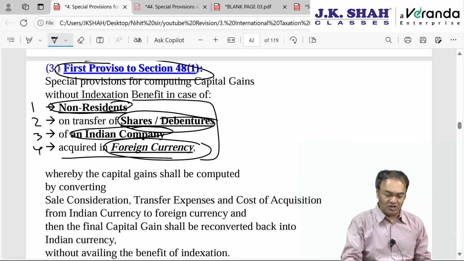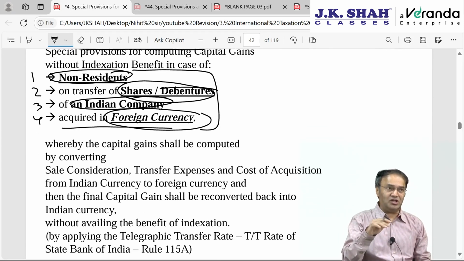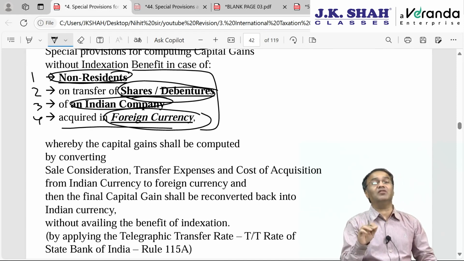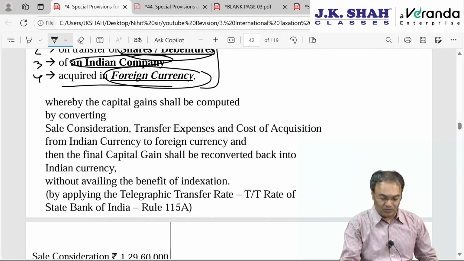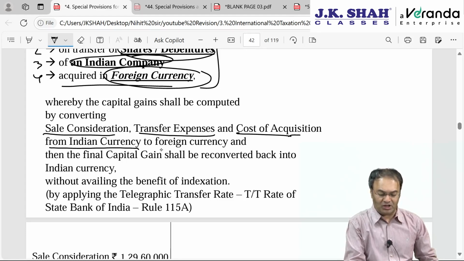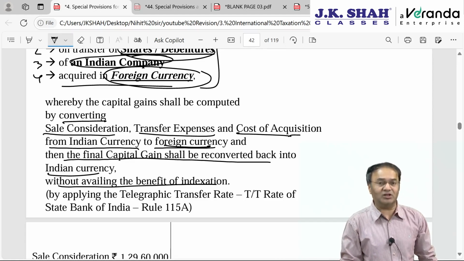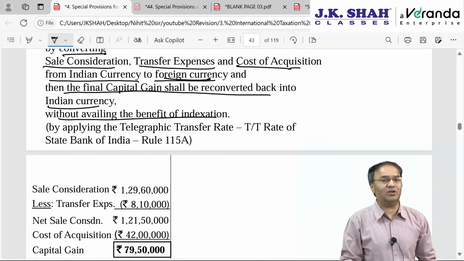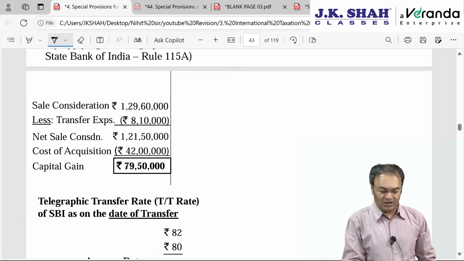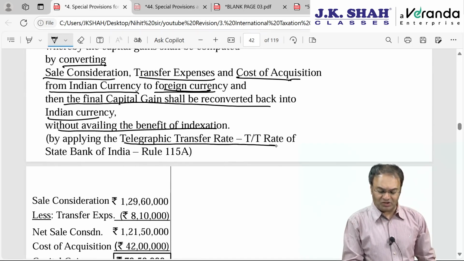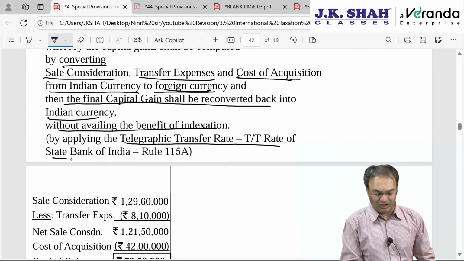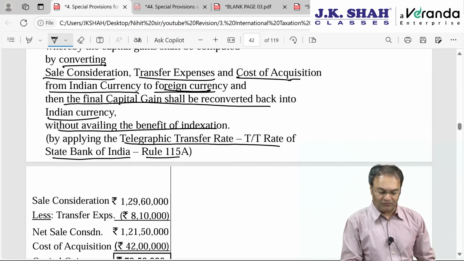First proviso is this. We have discussed it in the NRI taxation chapter also briefly, and in the capital gain chapter also. So here sale consideration, transfer expense, cost of acquisition, three items from Indian currency converted into foreign currency, final capital gain reconverted back into Indian currency without availing indexation benefit. Indexation is no more available to anybody otherwise also, but when indexation was available, at that time it was to be ignored. Which currency conversion rate to be applied? So answer, telegraphic transfer rate of State Bank of India, SBI rate, as per rule 115A.